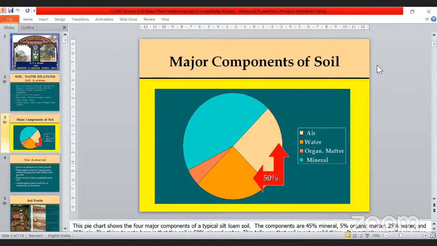So air and water together bring about 50%, whereas 45% is contributed through the minerals, and 5% through the organic matter. So these are all the major components of the soil.